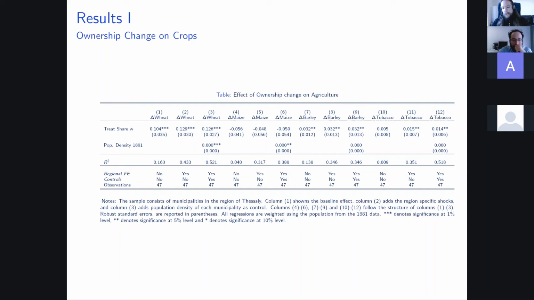So when they were given essentially property rights, they tended to go to the cash crops, more or less in line with what you would expect for people going into ownership for the first time.